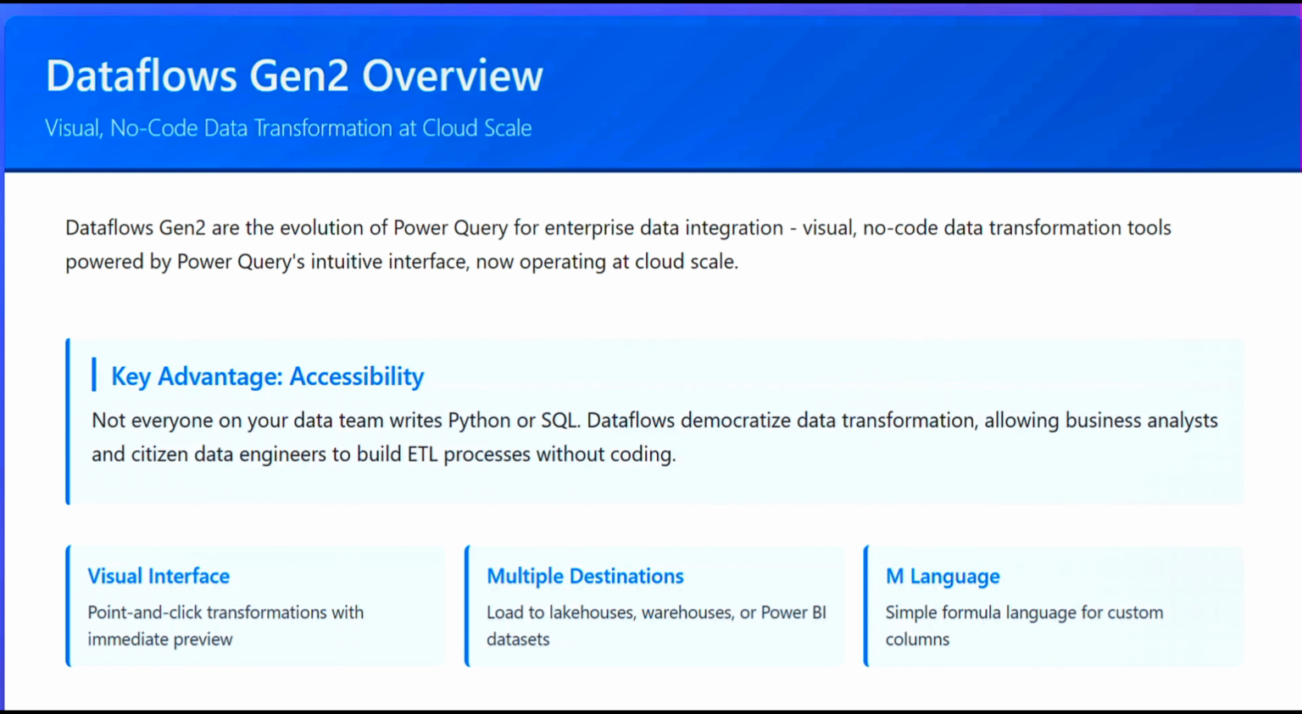In this lab, we will create a dataflow that ingests order data from a CSV file hosted online. The Power Query interface, which we'll use, lets us preview data as we transform it, like adding columns, filtering rows, merging queries, pivoting tables, all with immediate visual feedback. We'll also add a custom column using Power Query's M language, a simple formula language that's more approachable than Python for many users.